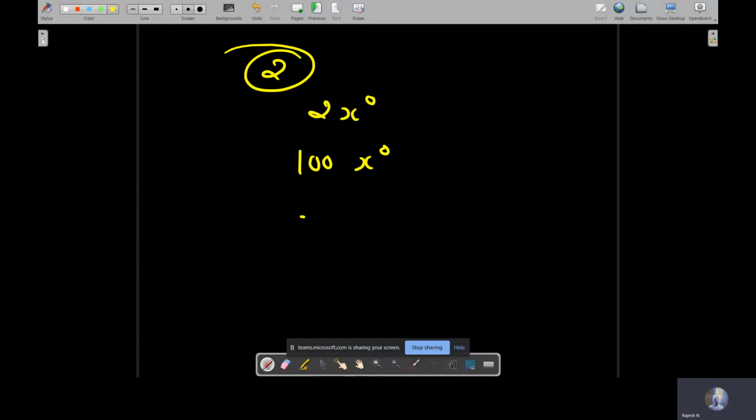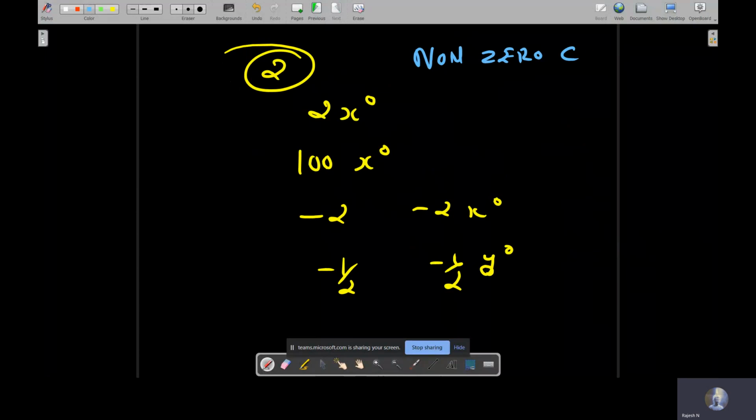Now, suppose 2. Can you say 2 is a polynomial? Yes, 2 is a polynomial. 2 you can write as 2x raised to 0. Similarly, 100 you can write as 100x raised to 0. Minus 2 you can write as minus 2x raised to 0. Or minus 1 by 2 you can write as minus 1 by 2 into y raised to 0. As per your choice, any variable you can write. But any variable raised to 0 is 1. So this is called a non-zero constant polynomial.